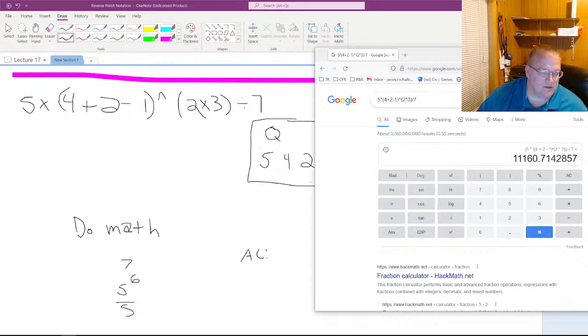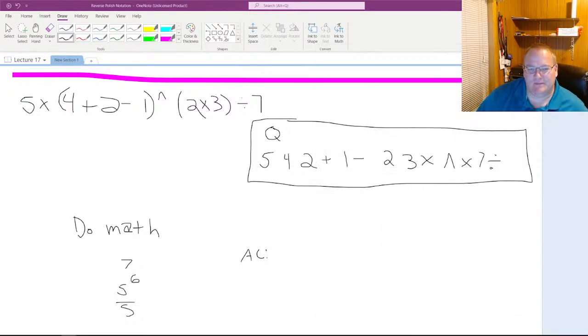Something's got to be wrong with Google, right? Or did I make a mistake? No, I did this right. But when I was decoding it, what mistake did I make? Okay, well, let's just do the whole thing over again.